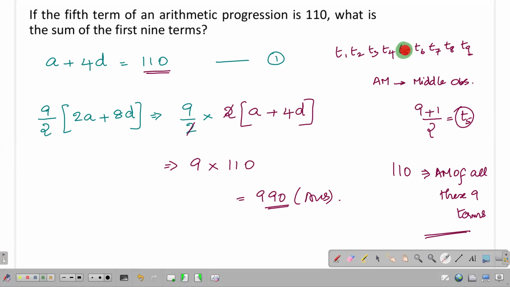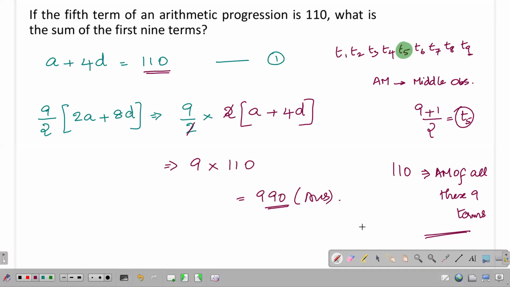Why do I say that this is the middle observation? Because to the left side of T5, there are 4 terms, and to the right side of T5 also, there are 4 terms, right? So this is located exactly in the middle, and this term will be the arithmetic mean of these 9 observations.